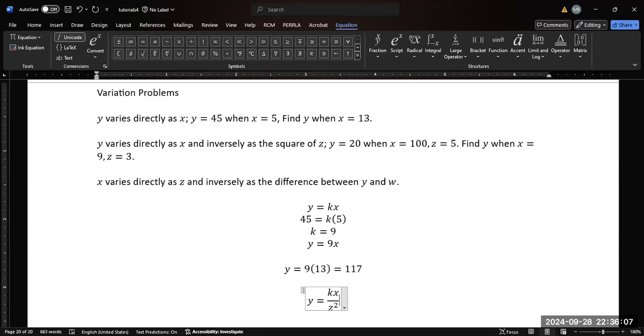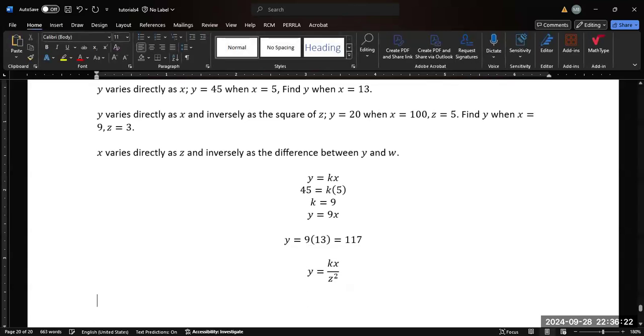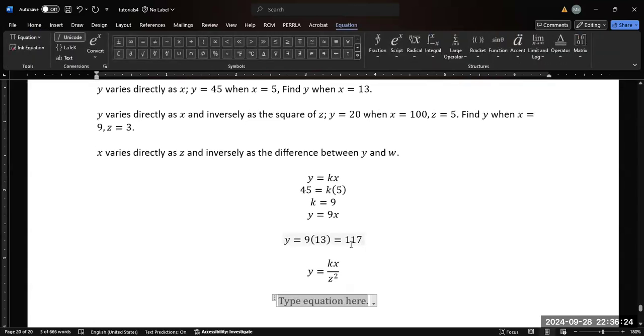Put into the equation exactly what is written there. If it says square, then it's z squared. And if it says square root, then it's the square root. And don't miss the word root or try to switch them back and forth. Now, as with the previous example, we are given some information. Y is 20. We don't know what k is yet when x is 100 and z is 5.